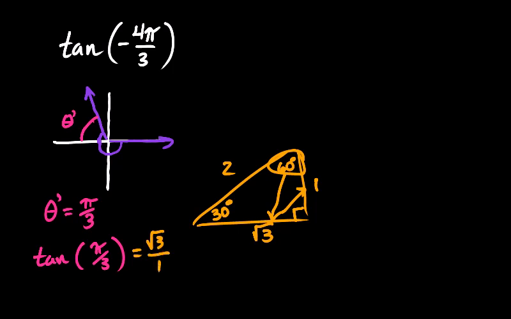Next thing you got to do is decide if it's going to be a positive answer or a negative answer because you ended up in the second quadrant. And so in the second quadrant, the x values are negative and the y values are positive, which would make the tangent negative. And so therefore the tangent of negative 4 pi over 3 is negative square root of 3. And that's it. Have a great day.